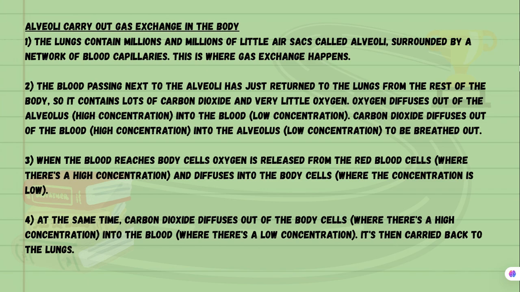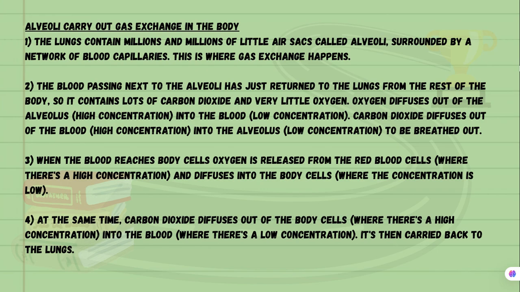Alveoli carry out gas exchange in the body. The lungs contain millions and millions of little air sacs called alveoli, surrounded by a network of blood capillaries. This is where gas exchange happens. The blood passing next to alveoli has just returned to the lungs from the rest of the body, so it contains lots of carbon dioxide and very little oxygen. Oxygen diffuses out of the alveolus, high concentration, into the blood, low concentration. Carbon dioxide diffuses out of the blood, high concentration, into the alveolus, low concentration, to be breathed out.